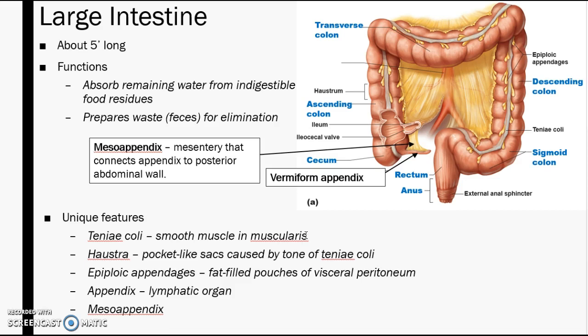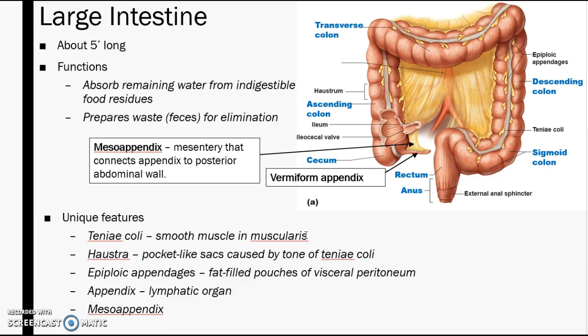waste is called feces. Unique features you'll see in the large intestine: the taenia coli, or smooth muscles, and the muscularis. Haustra are the little pocket-like sacs caused by the tone of the taenia coli, so you can see those labeled in the diagram. Epiploic appendages are little fat-filled pouches of visceral peritoneum, and other than being a storage for fat, there's not much of a function there of those appendages.